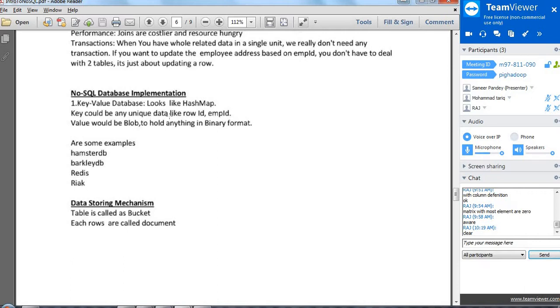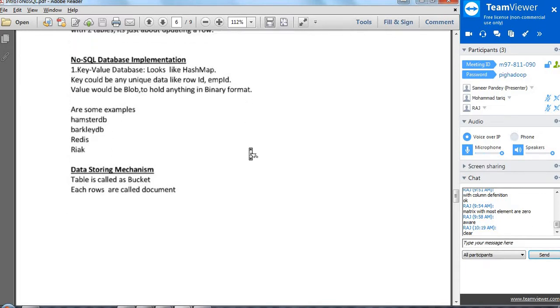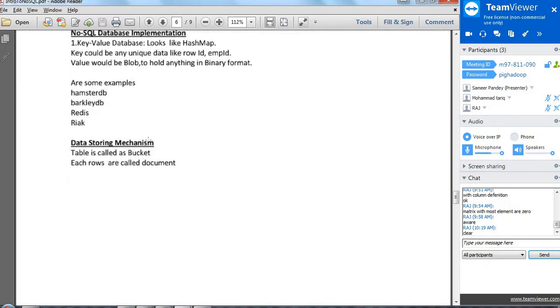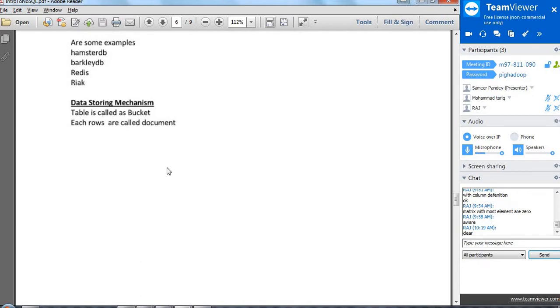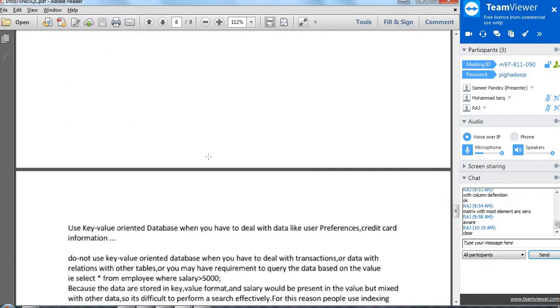So key could be unique data like row ID or employee ID. Value can be anything, which is nothing but a binary format. What is the mechanism involved in it? Table is called a bucket and each row is called a document.